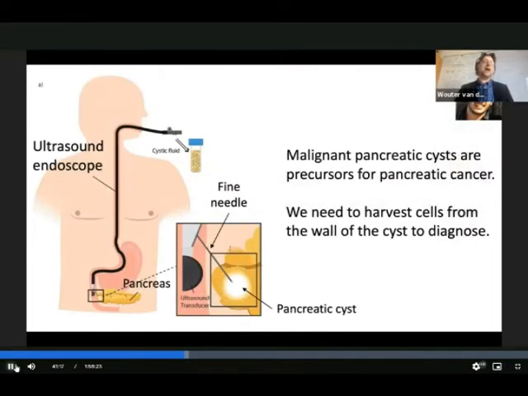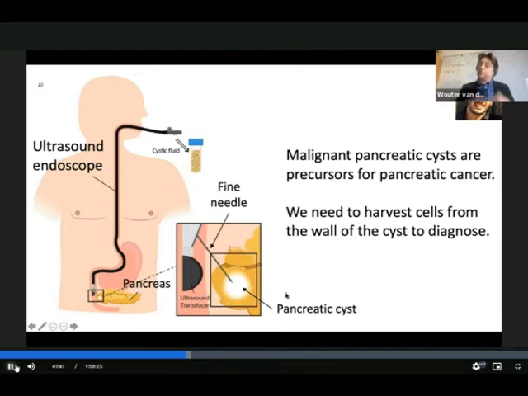So, over the past 10, 20 years, there has been a huge development in terms of ultrasound endoscopy. So now we are able to put an endoscope deep into the stomach, even into the intestine, and use an ultrasound transducer to see what happens inside the body. And since we are able to do that, we are now seeing that in the pancreas of patients, we often see a cyst.